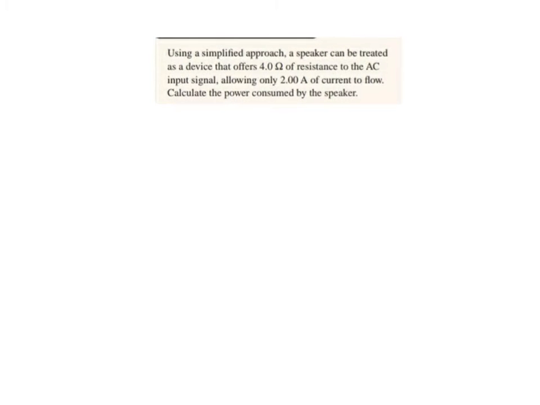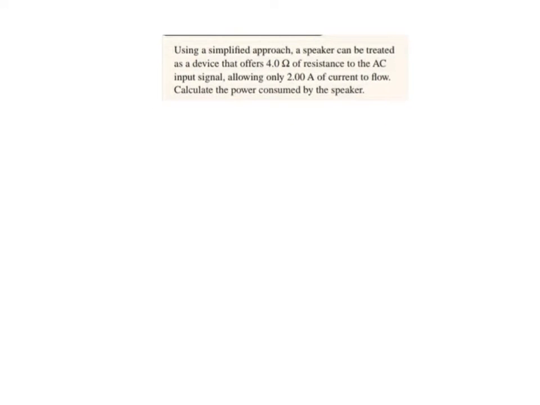Okay, so here is the first example. We'll do them one at a time on this one. Using a simplified approach, a speaker can be treated as a device that offers 4.0 ohms of resistance, R is equal to 4.0 ohms, to the AC input signal, allowing only 2.00 amps of current to flow. Calculate the power consumed by the speaker.